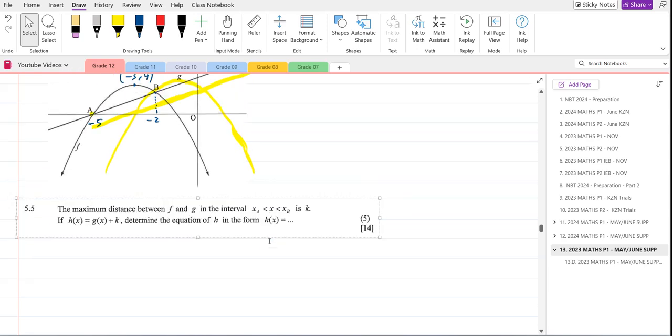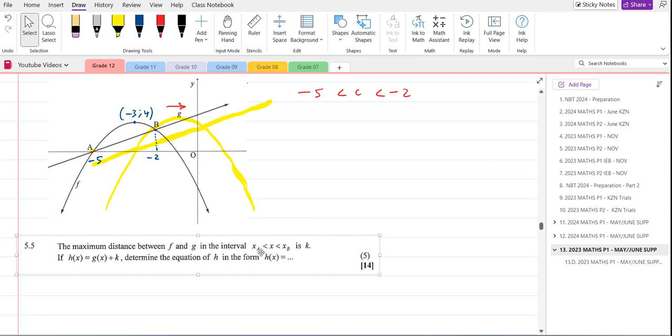The maximum distance between f and g in the interval xa to xb is k. Hence, if h of x is equal to g of x plus k, determine the equation h in the form h of x. The maximum distance between f and g in the interval is k.